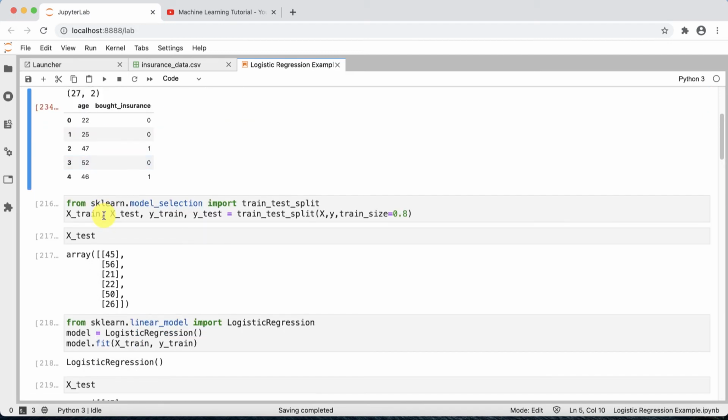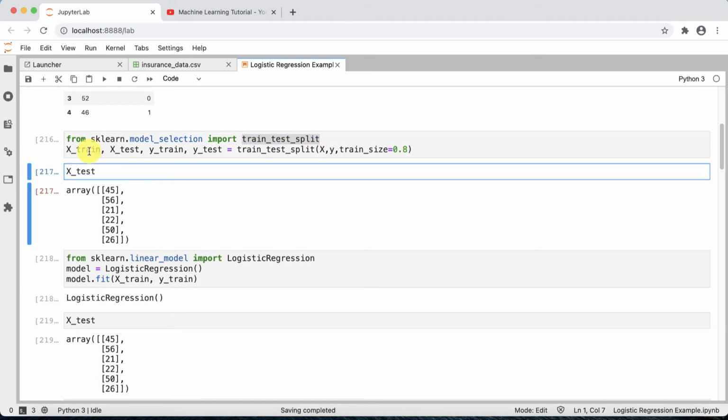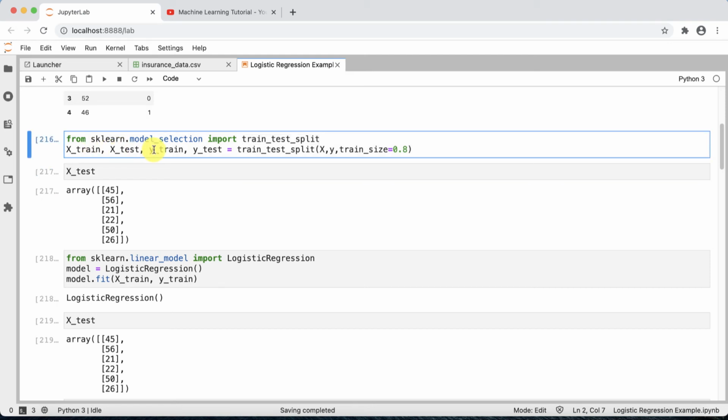Now let's train our model with the use of machine learning. From the sklearn library we are importing train_test_split. So we are going to get 4 variables after that: 2 for training, x_train, y_train, and 2 for testing, x_test, y_test, right? And here we are taking 80% of our data for training purpose, right? So this is our training model.